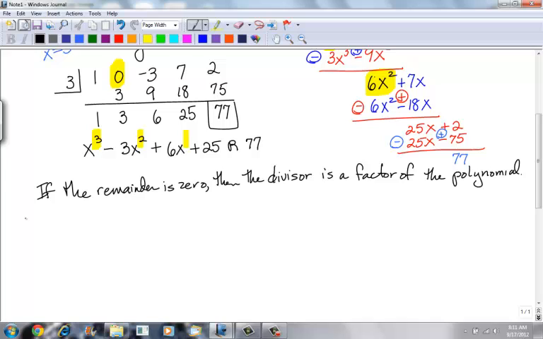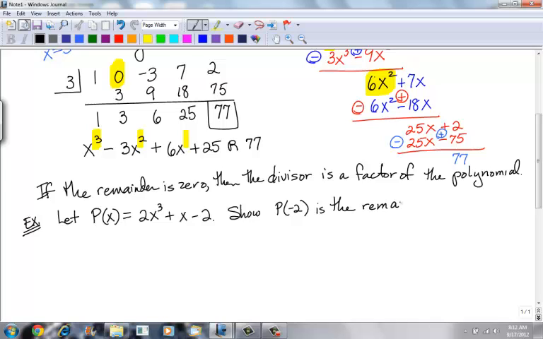Okay, I want to go through another example. They're going to have you do some problems like this. Let p of x, and the p of x just stands for a polynomial, let p of x equal 2x cubed plus x minus 2. Show p of negative 2 is the remainder when p of x is divided by x plus 2.